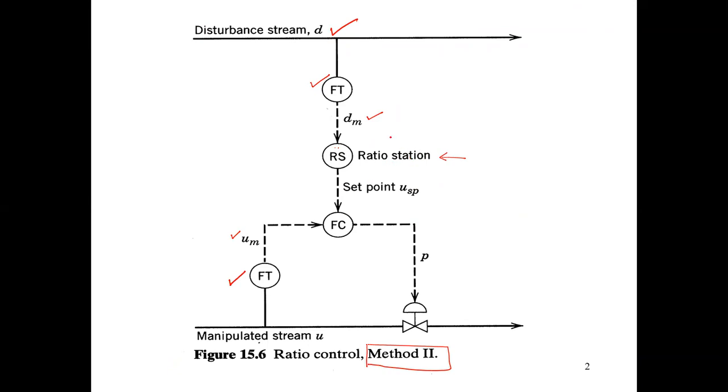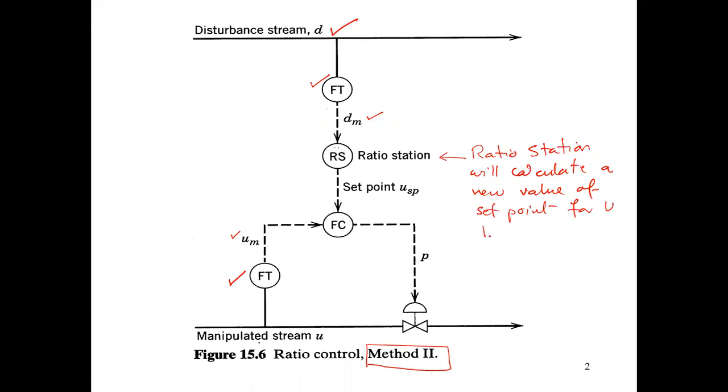Ratio station means the DM disturbance will reach to the ratio station, and ratio station is just like a small microcontroller, will calculate a new value of set point for U based on measured disturbance.